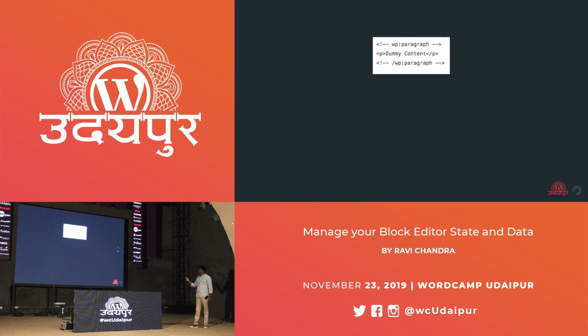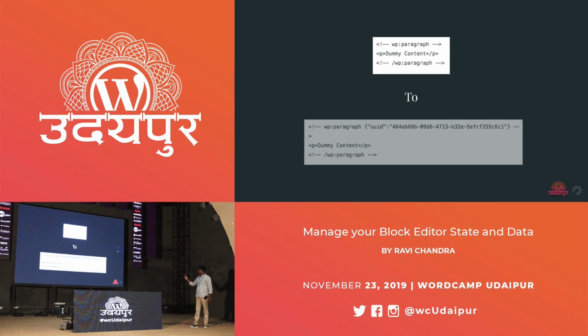That would make a default paragraph like this. I'm in Gutenberg, I'm in the code editor. This is how the paragraph tag would look like. That's additional markup which Gutenberg adds. It would turn that to this. We have an additional UUID attribute, and that's the value we have set in the front end.